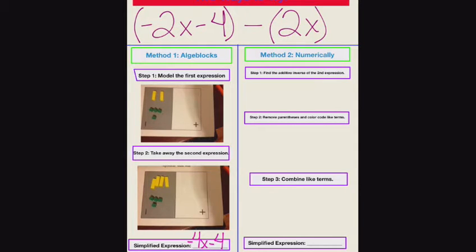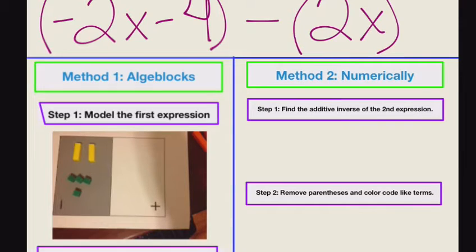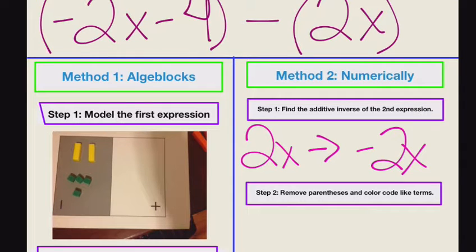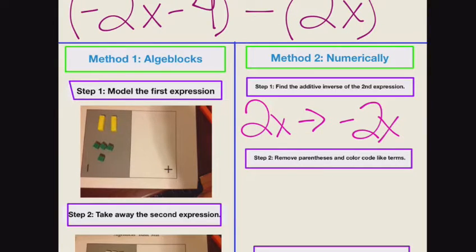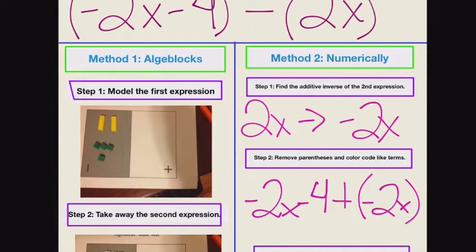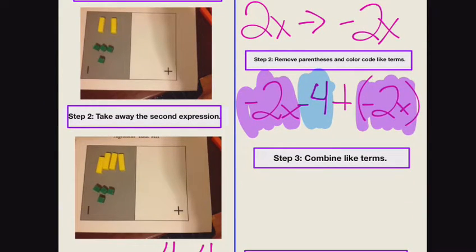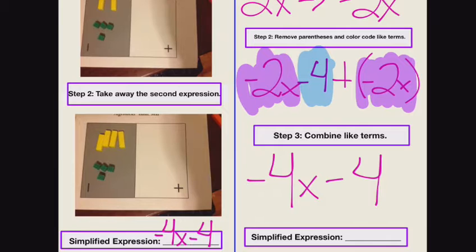Okay, so let's try this numerically now. So again, find the additive inverse of the second expression. So 2x becomes negative 2x. So let's go ahead and rewrite this as negative 2x minus 4 plus negative 2x. And go ahead and color code like terms. Our minus 4 is all by itself. Go ahead and combine like terms. Negative 2x and negative 2x is negative 4x minus 4. So again, our simplified expression is negative 4x minus 4. And we can see we got the same answer both times.